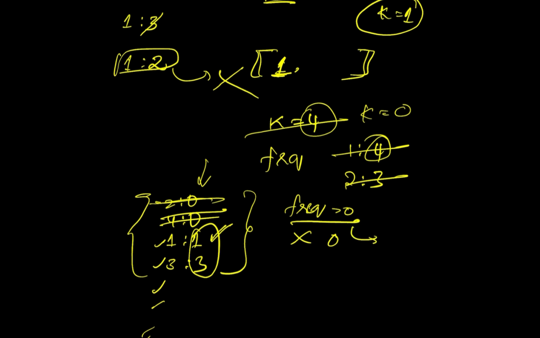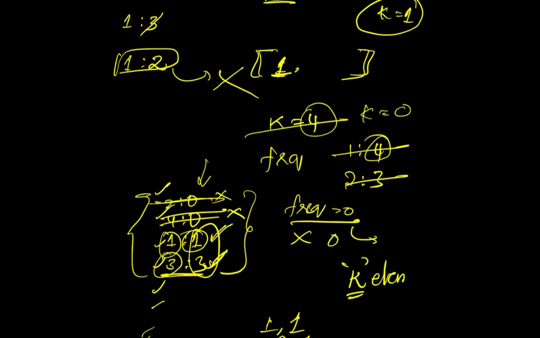So here 2, 4 are eliminated, so their count is 0, I won't count. Here for the count of 1, frequency is 1, so I got my 1 element. Next, for 3, the frequency is greater than 0. Yes, I got another element. So totally how many elements? 2 elements. So I have 2 unique integers after eliminating k elements.